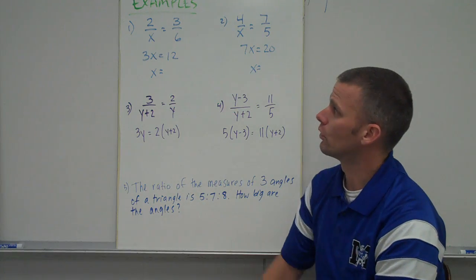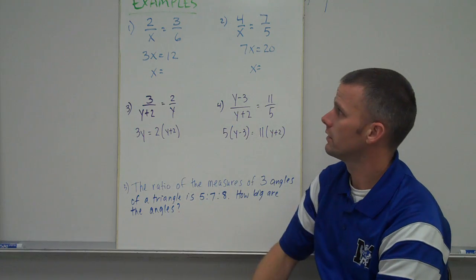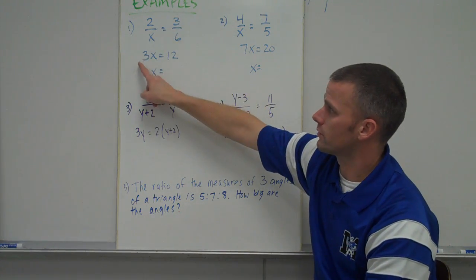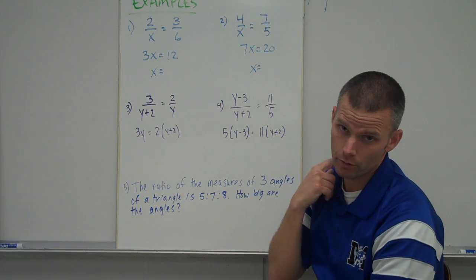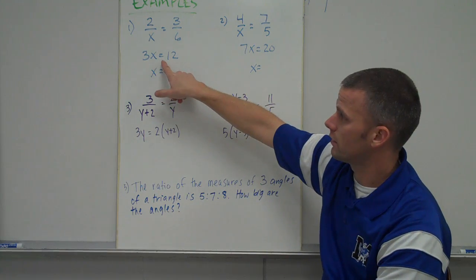Okay, we're back. So the first example we have here is 2 over x equals 3 over 6. Cross multiply, we multiply diagonally. So 3 times x is 3x. 2 times 6 is 12. Notice here that when we do our cross multiplication, we're not setting things back up as a fraction. It sets up as an equation.